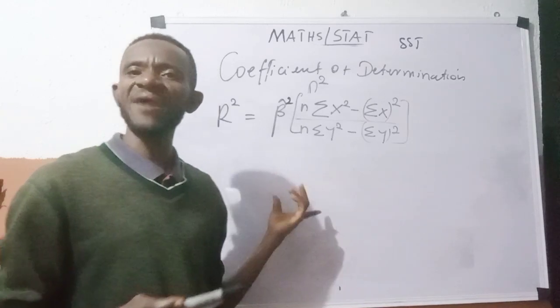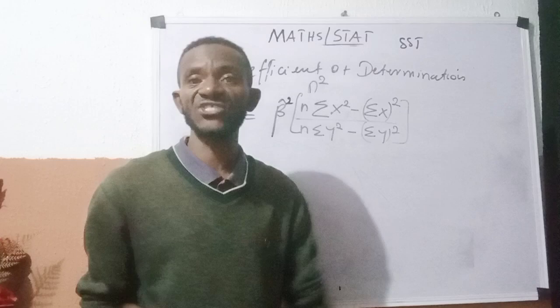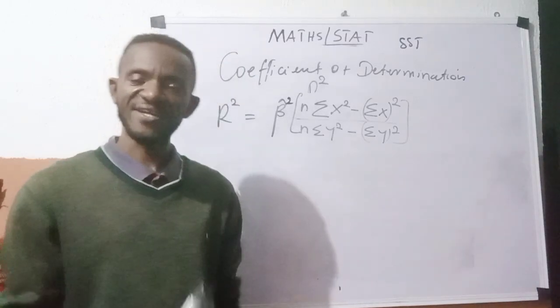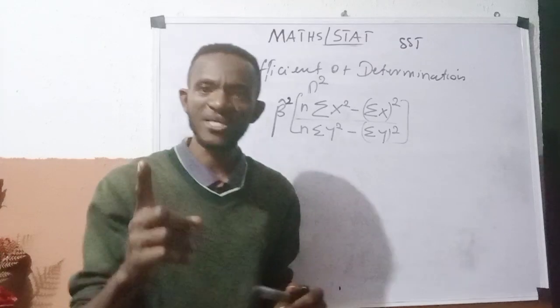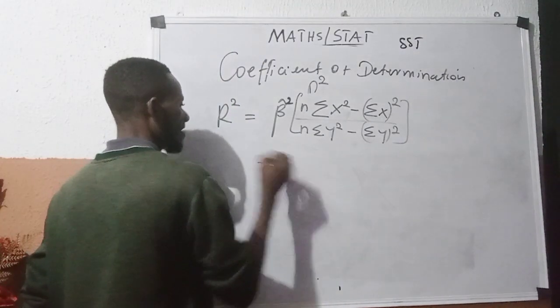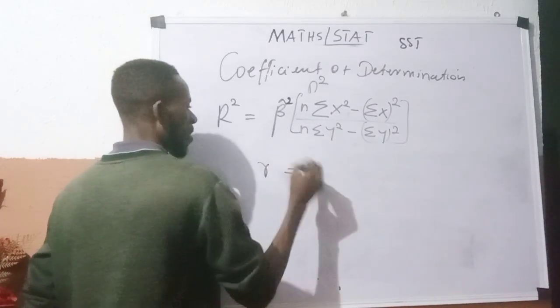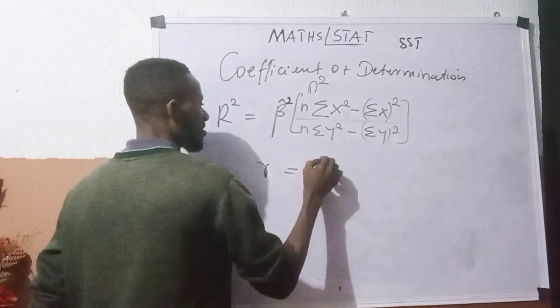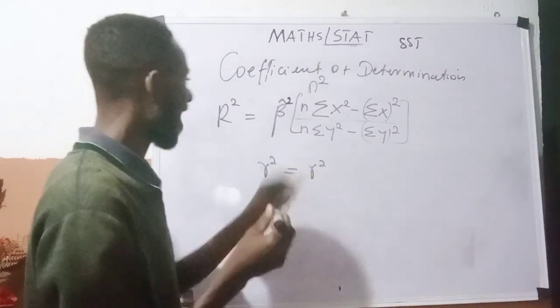And then one good thing about this coefficient of determination, it can be used for simple regression, it can be used for multiple regression. When it is used for simple regression, the coefficient of determination, my R squared, equals what we call R squared.